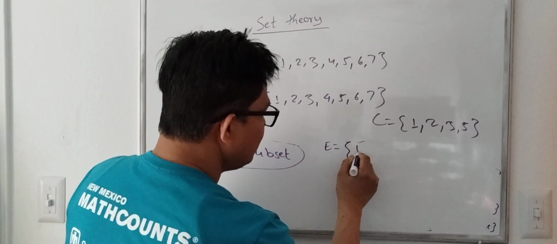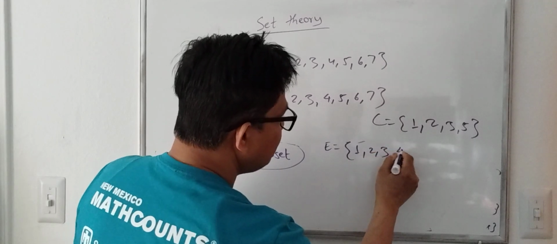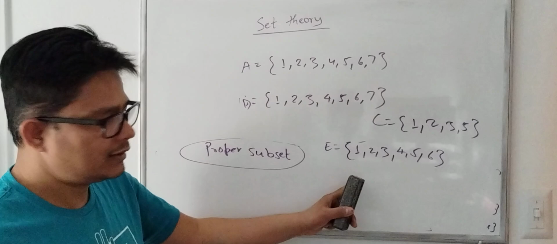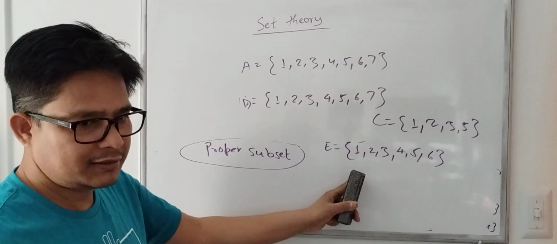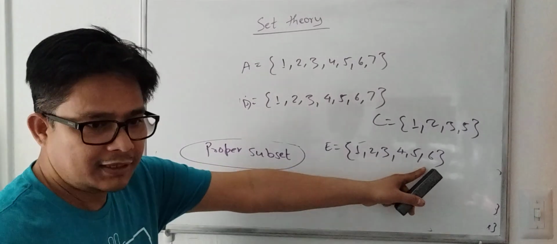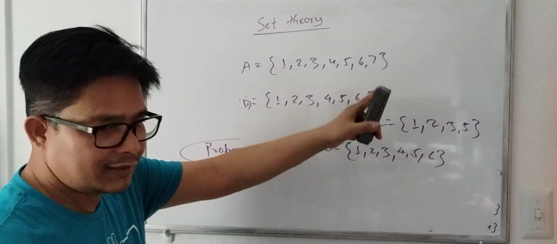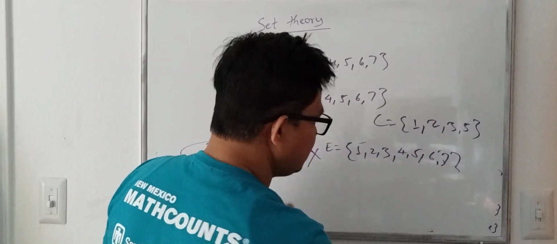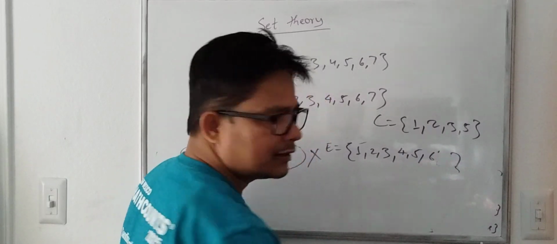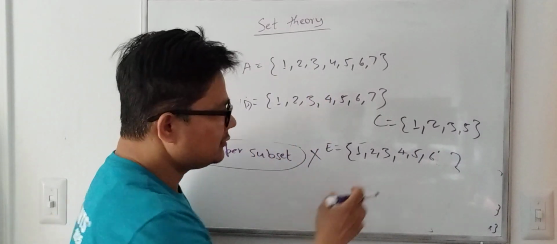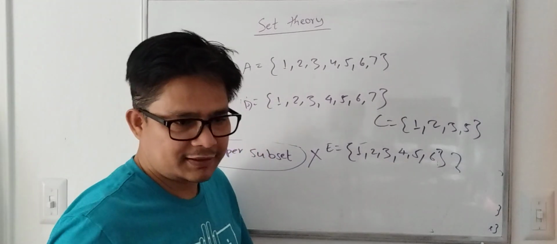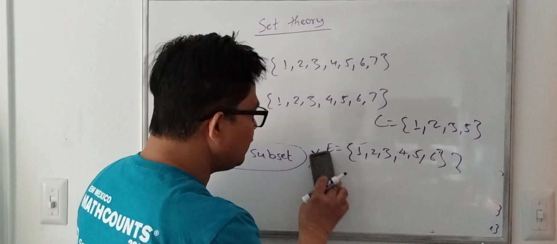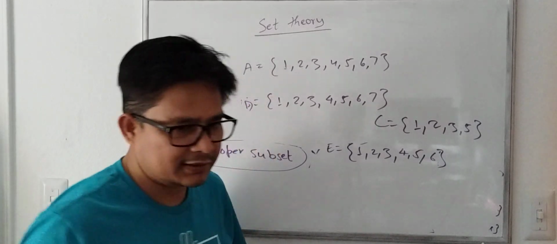E is 1, 2, 3, 4, 5, 6. Is E a proper subset? Yes or no? Yes, because it does not have 7. If it has 7, then it's not a proper subset. At least one element should be missing from the smaller subset. Then only it will be a proper subset. Otherwise, if all the elements are there, then it's a subset.